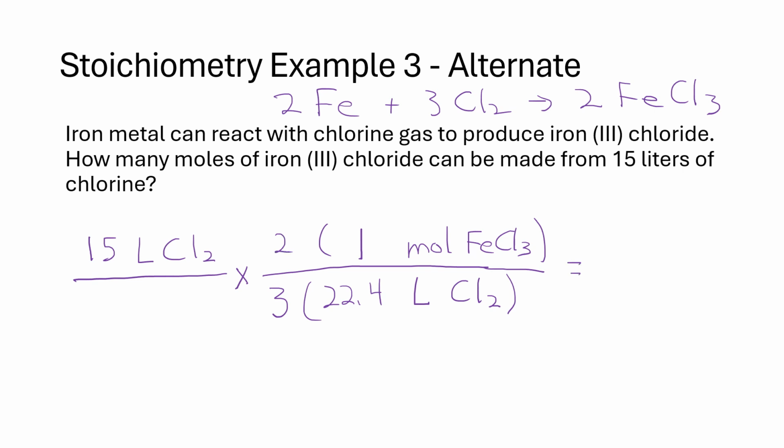When I run these numbers through my calculator, I'm going to end up with 0.45. In terms of units, liters of chlorine cancel out, leaving us units of moles of FeCl3.